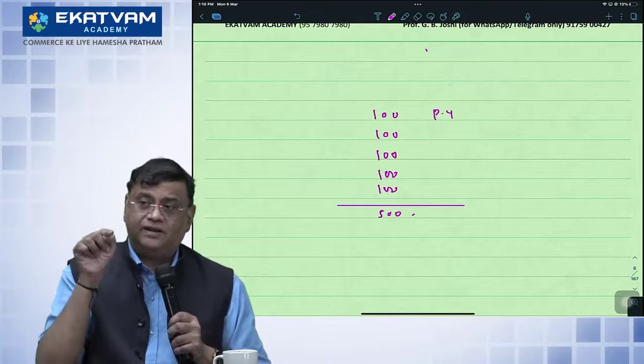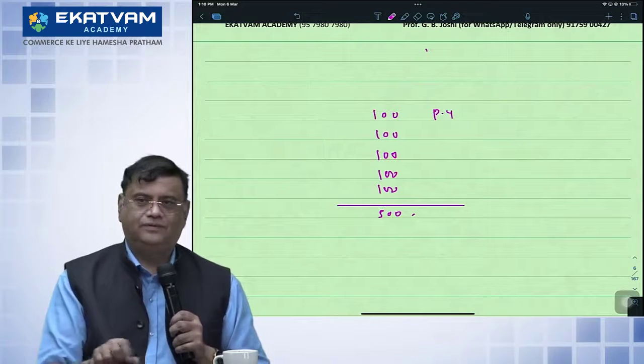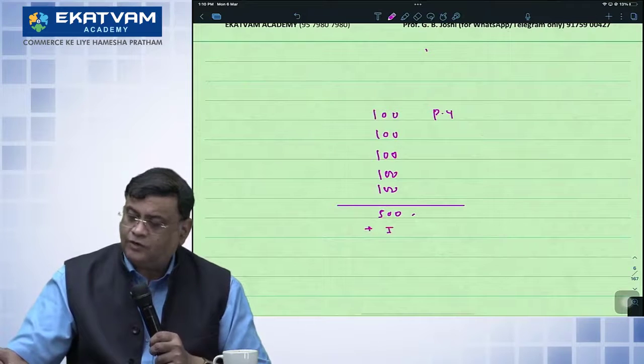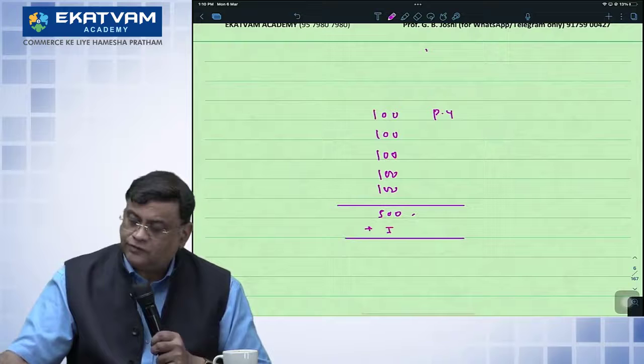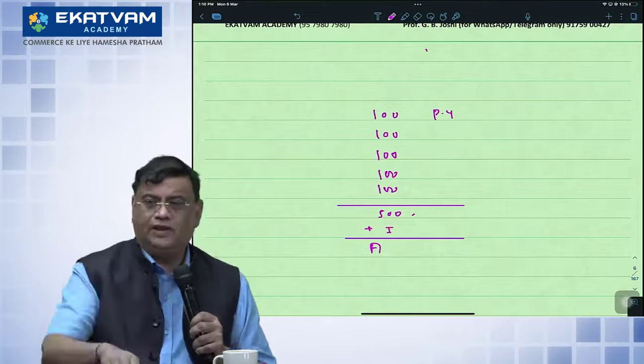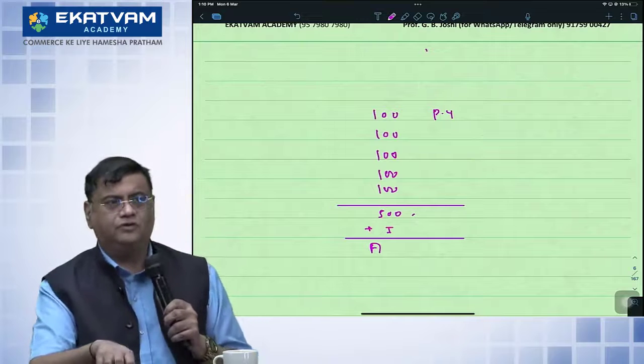Bank will add interest to that. And after adding the interest for the period of 5 years, you are going to receive the value in the future. Try to understand, please.